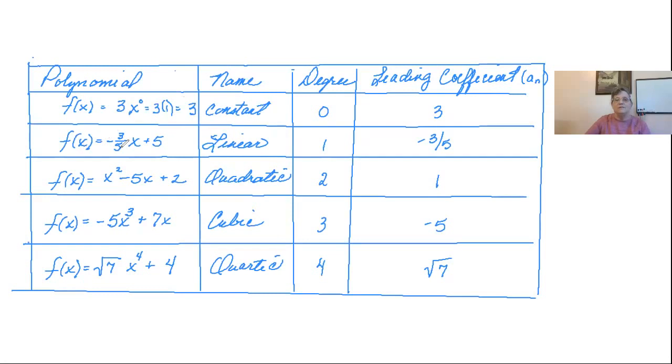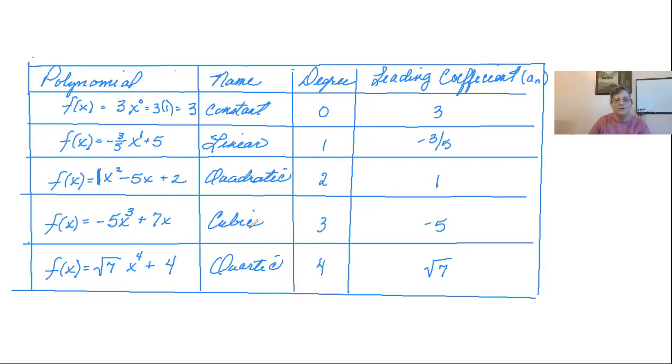F of x equals negative 3/5 x plus 5 would be a linear function. The exponent is a 1, so the degree is a 1. The leading coefficient is the negative 3/5 because that's the one in the term with the biggest exponent. You're probably familiar with a quadratic also. Quadratic has an x squared as its biggest exponent, so it's second degree. In this particular instance, the leading coefficient is a 1 because there isn't anything else written there, so we understand that to be a 1.